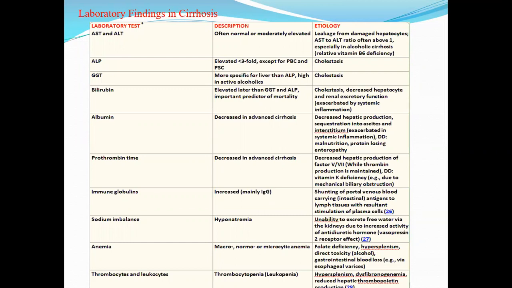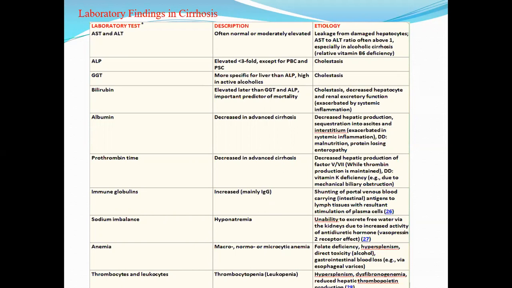Bilirubin in the liver function test in liver cirrhosis is elevated later than GGT and alkaline phosphatase, and is an important predictor of prognosis. Here we will include bilirubin within the Child-Pugh classification of liver cirrhosis. Bilirubin is either mildly elevated or increases later, and when it increases more, it indicates bad prognosis and more mortality in liver disease.